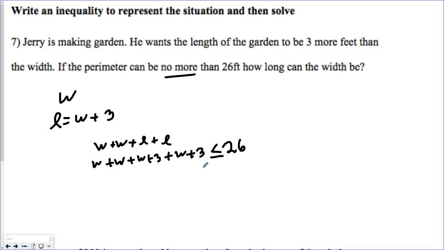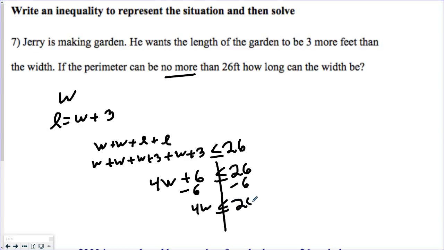And then I'm going to add them all together and then solve the equation. So 1, 2, 3, 4 W's plus 6 is less than or equal to 26. Then we solve it by subtracting 6 from both sides. We get 4W is less than or equal to 20. And then divide by 4 and divide by 4. And then we get W has to be less than or equal to 5 in order for this to work out. Otherwise, the garden's not going to be 26 feet. It's going to be more than 26 feet in perimeter.